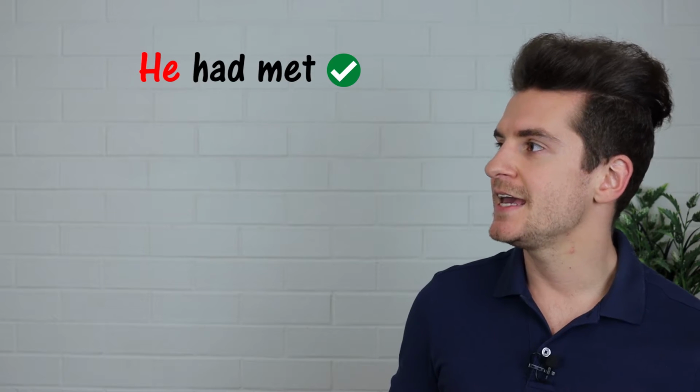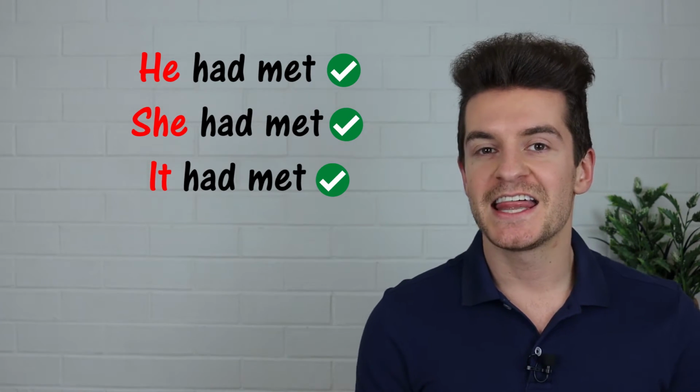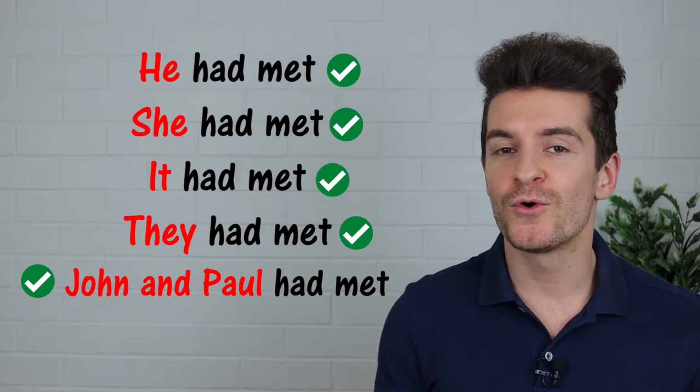What about if the subject is he, she, they? Do we have to change had or the verb? No, we don't. We can say he had met, she had met, it had met, they had met, John and Paul had met.